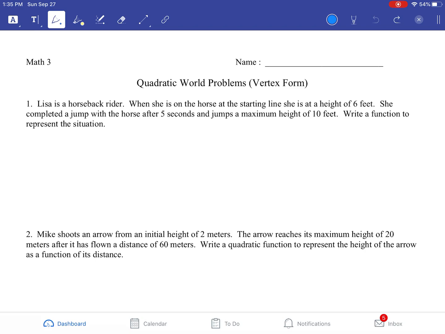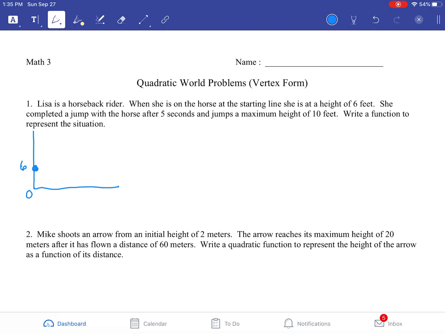So you've got Lisa as a horseback rider, and say she's going to start here. Okay, when she's on the horse at the starting line, she is at a height of 6 feet. So we know if we're going to draw a coordinate plane, she's starting at a point 6 feet high. Okay, so if this is 0 on the x-axis, this is 6 on the y.